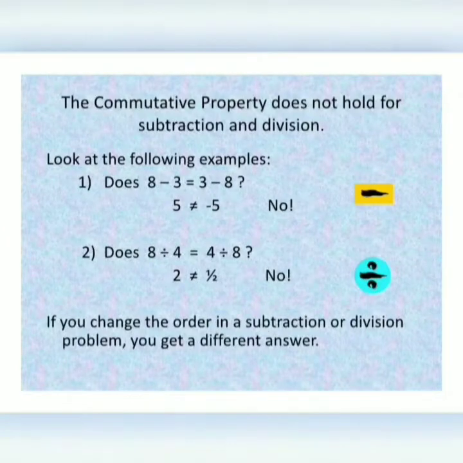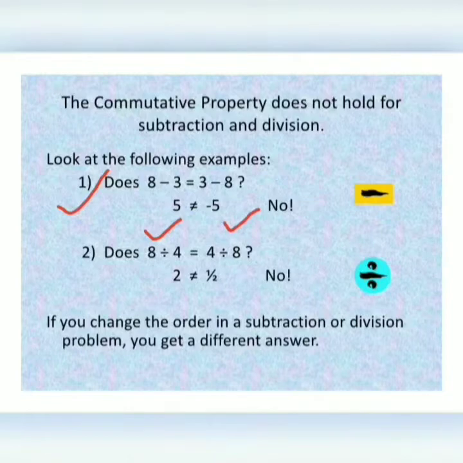Now we will see that the commutative property does not hold good for subtraction and division. We will discuss this with the help of examples. So first example, if we subtract 3 from 8, then the result is 5. Now if we change the order of the numbers, then 3 minus 8 will be minus 5. It means the results are not the same. So commutative property does not hold for subtraction.